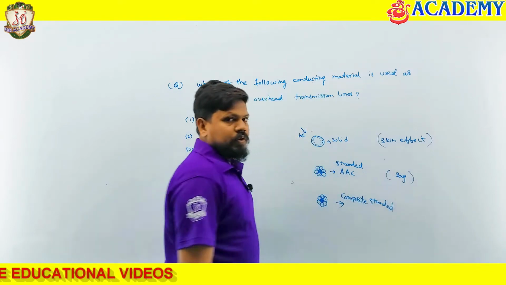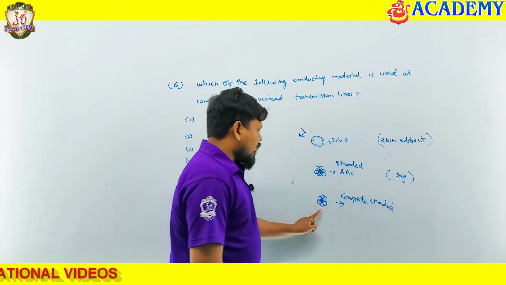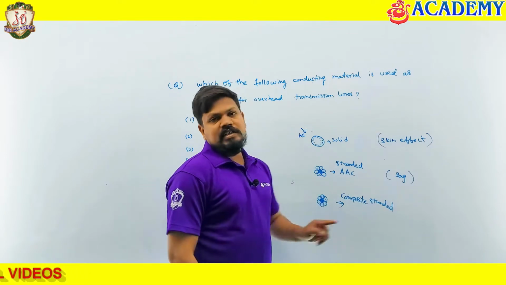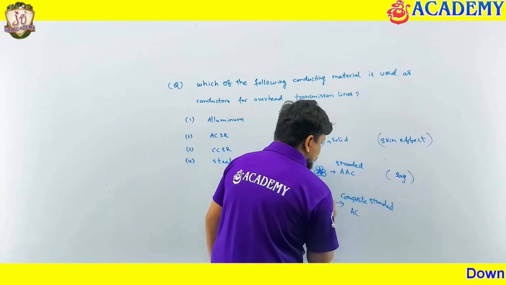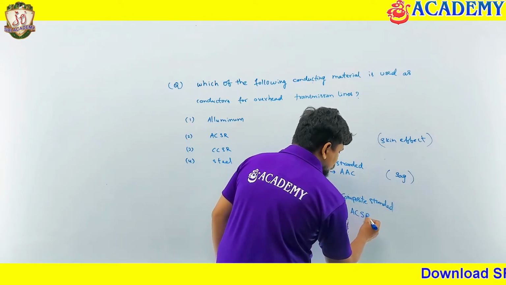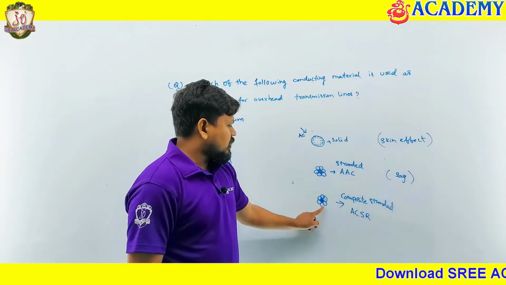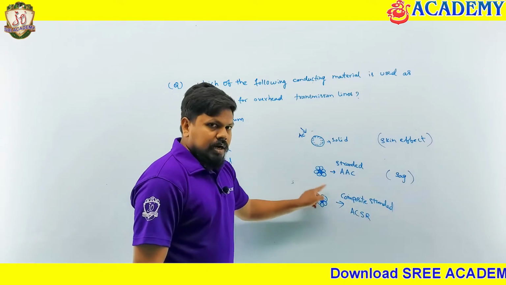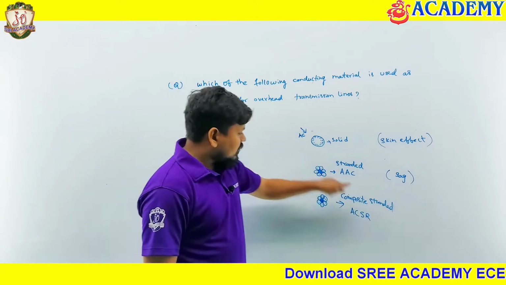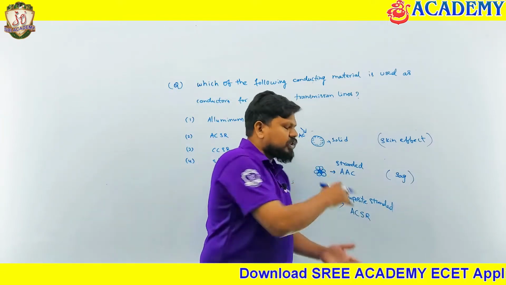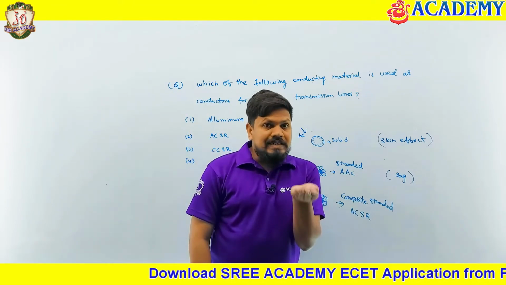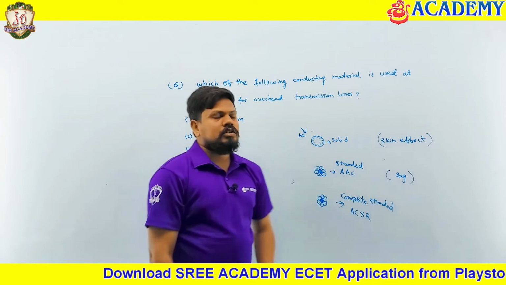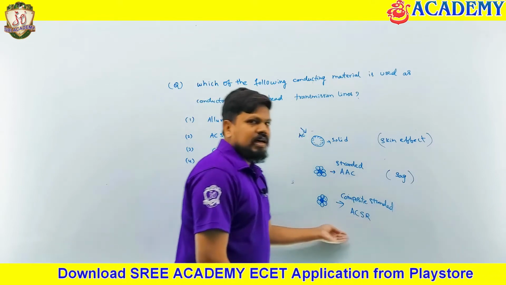And in this one, what is this? It is all aluminum only, but inside it is steel, so it is called aluminum conductors with steel reinforcement. We are reinforcing the steel in the middle conductor. In the middle strand, we are using the steel, so that is nothing but the ACSR conductor.